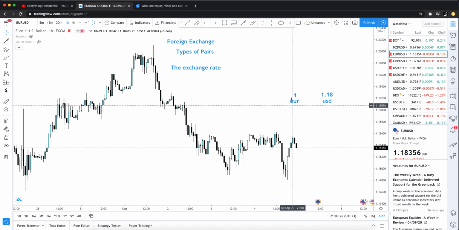Once again, in any pair, the first currency you are always buying and the second one you are selling. So you are giving the exchange, the bank or the currency exchange, 1.18 US dollar so you can buy 1 euro. Make sense? Now, what if it was to be the opposite?